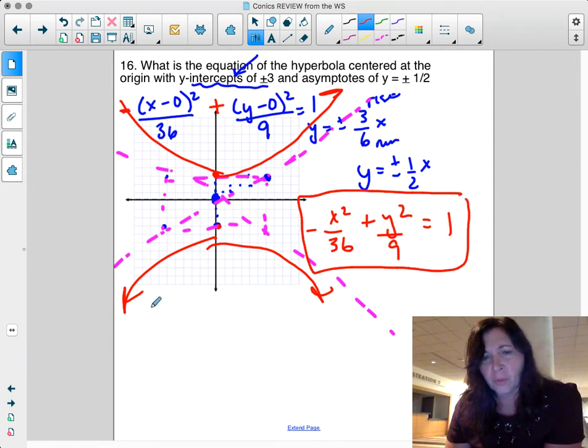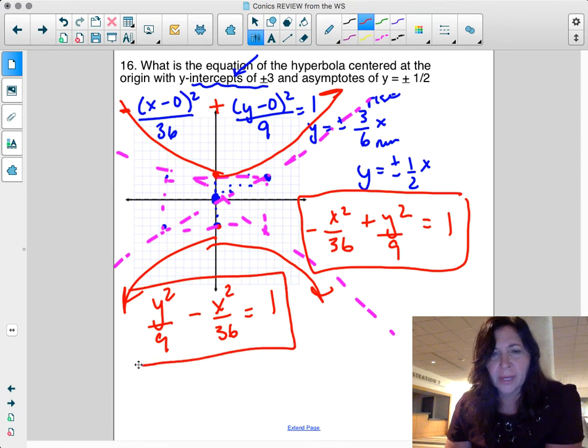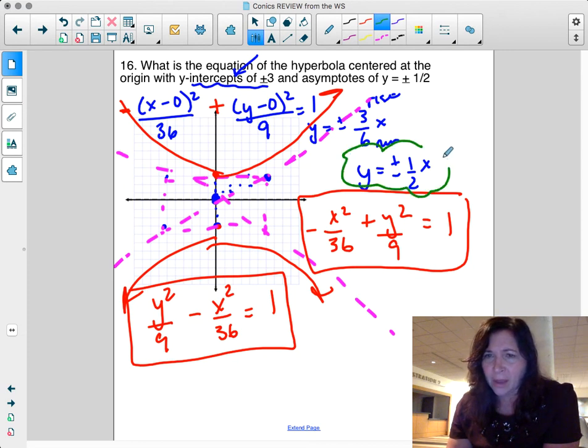I would also be able to write this like this: y squared over 9 minus x squared over 36 is equal to 1. In a problem like this, you would also need to identify what the asymptotes were, and so we already did that. Another way of writing it would be this.